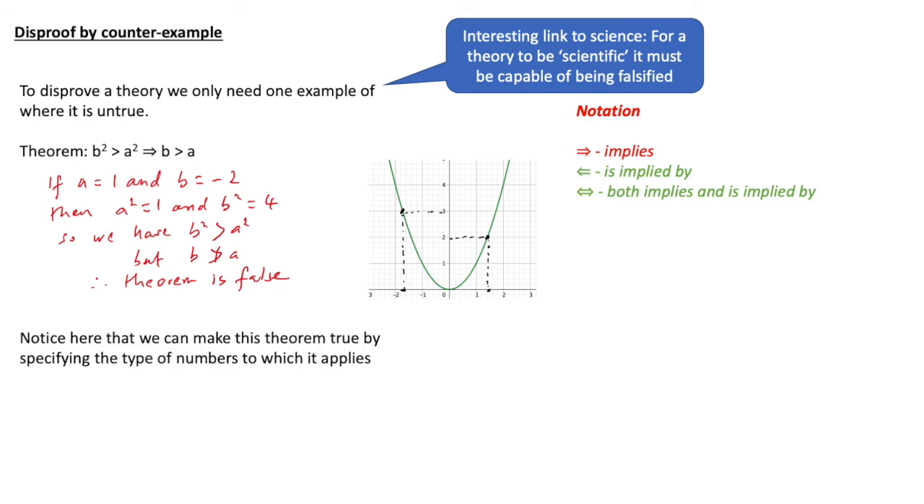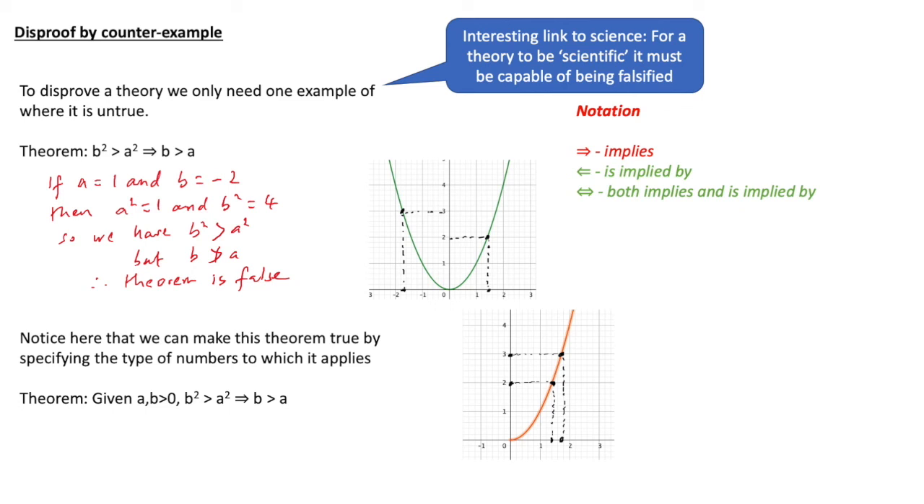We might notice here that we can make this theorem true by specifying the type of numbers to which it applies. So if we were to stipulate that given a and b greater than 0, b squared being greater than a squared implies that b is greater than a, that is in fact true, and I'm not going to prove it here, but we can see on the graph that that's because if we restrict ourselves to only numbers greater than 0, then because it's an increasing function, the theorem is true.